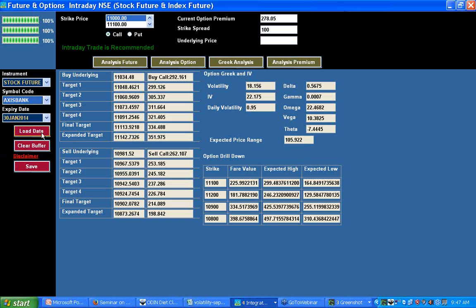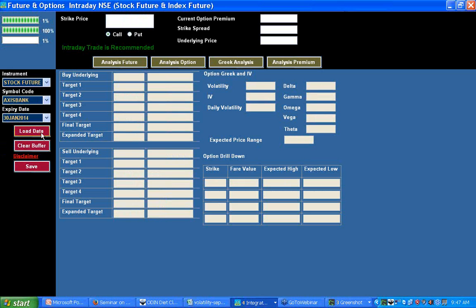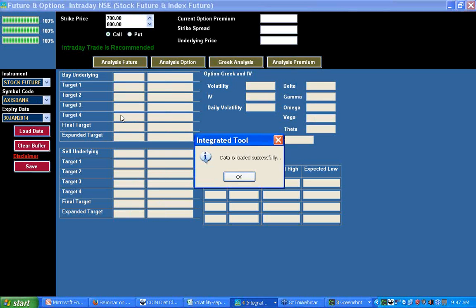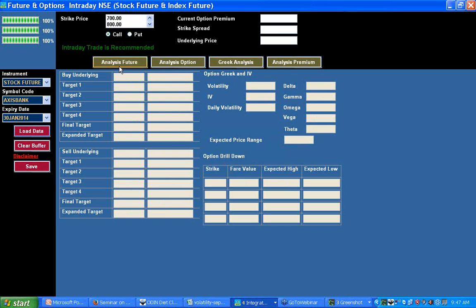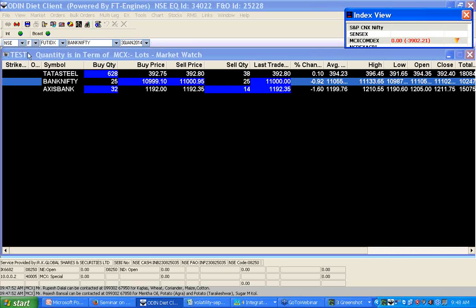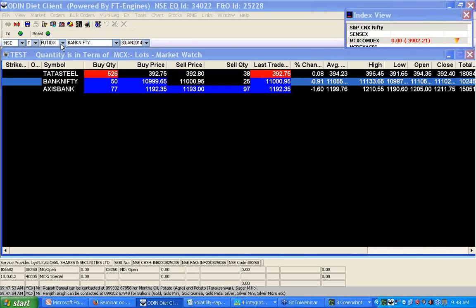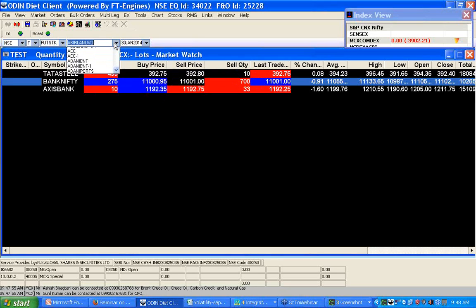Axis, it is a good volatile stock. So let me load those strikes and other things. So Axis is being loaded. So analyze the future, 1200, 1194. Axis future we have not taken. So Axis future stock Axis.